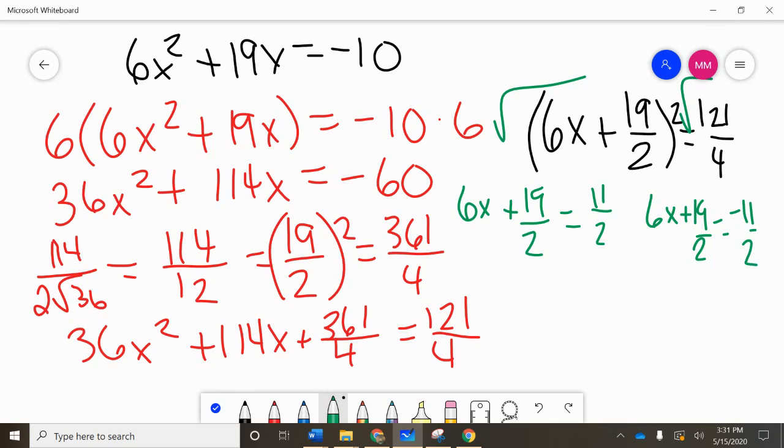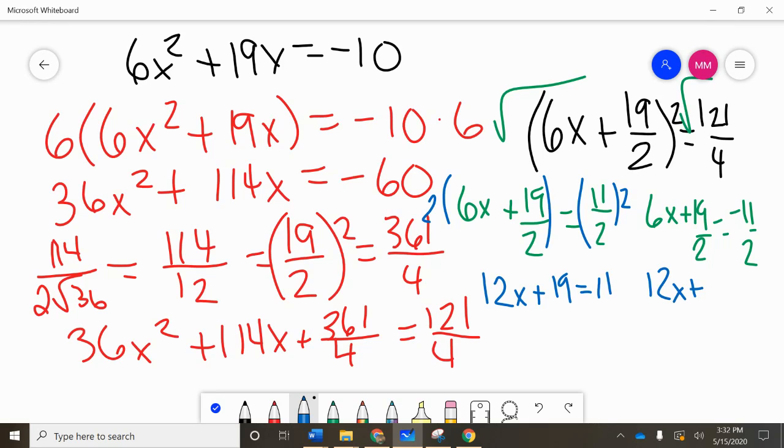Now, I don't like to work with fractions once I get to the point where I am solving, and I guess I could have gotten rid of the fractions earlier, but I thought those numbers were already big enough. So I'm going to multiply each piece by 2. So when I do that, I get 12x plus 19 equals 11. And over here, I will do the same thing to get 12x plus 19 equals a negative 11. Now this is much easier for me to work with.